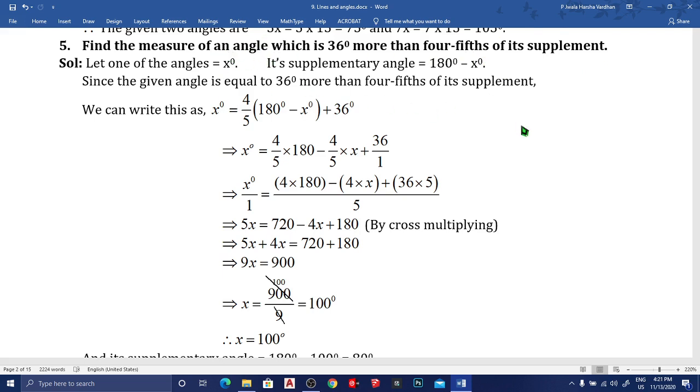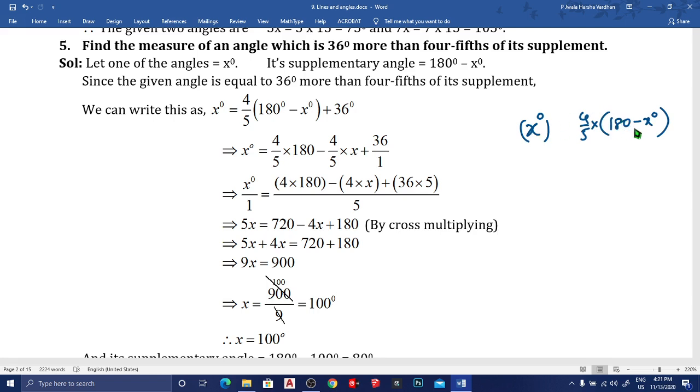An angle is there, some angle, x degrees. Its supplement is what? 180 minus x. All of you know that. So the actual angle is given as x, and the supplementary angle for this is 180 minus x. And 4/5 of its supplement means what? How can you write this? 4 by 5 of means 4 by 5 into 180 minus x. So this is the 4/5 of its supplement.